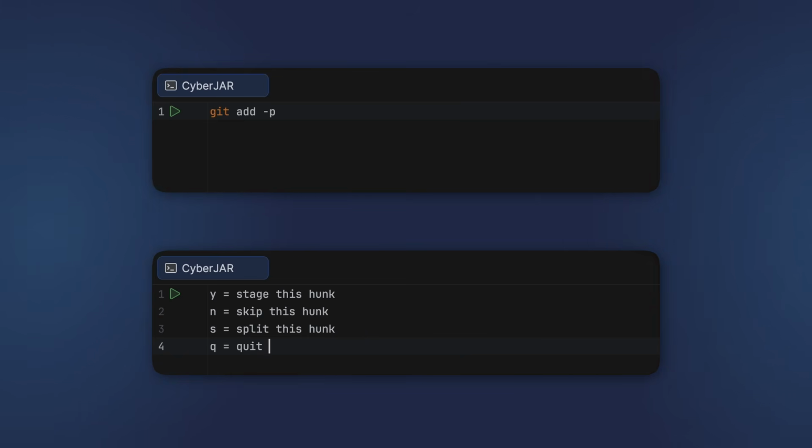Suppose your file contains 2 to-dos, one small formatting change, and a bug fix that deserves its own commit. So with this command, you can make smaller commits and have clearer history.